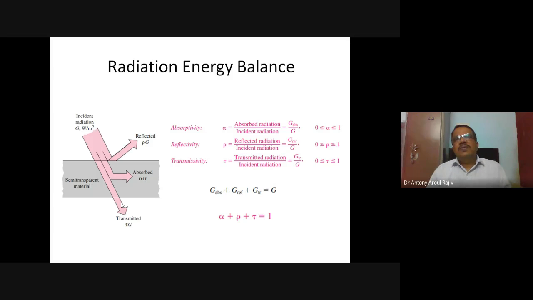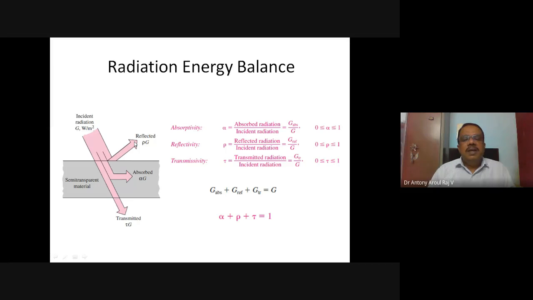Similarly, if it is a heat reflecting glass, think that I'm pasting a film on the surface of the glass. What happens? Most of the heat will be reflected, and less will be transmitted. So the transmissivity of the glass will be around 0.1, and the absorptivity and the reflectivity will be higher in that case. Absorptivity will be 0.33 and the balance will be the reflectivity.